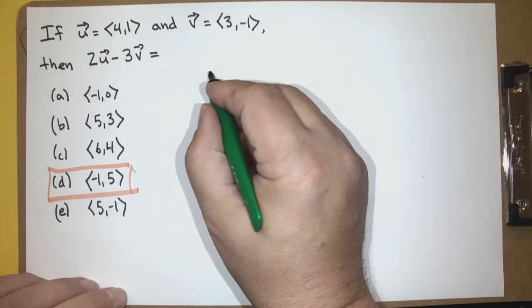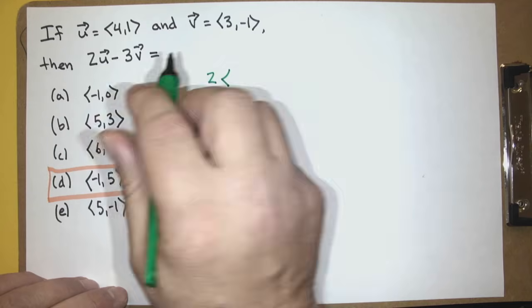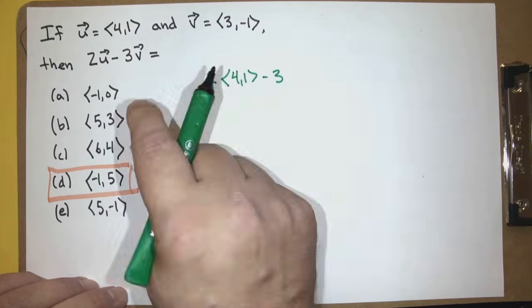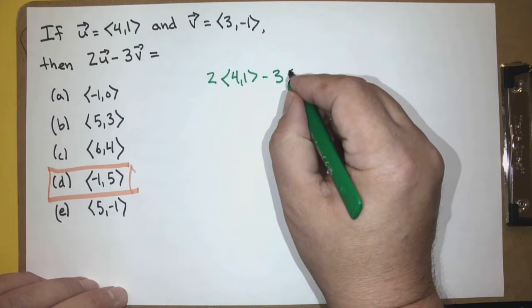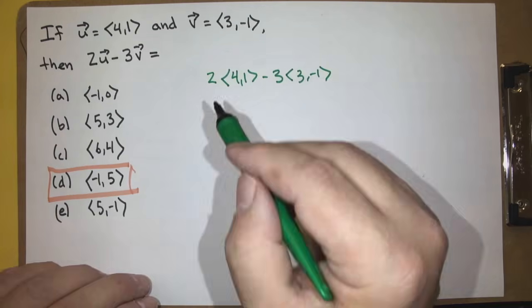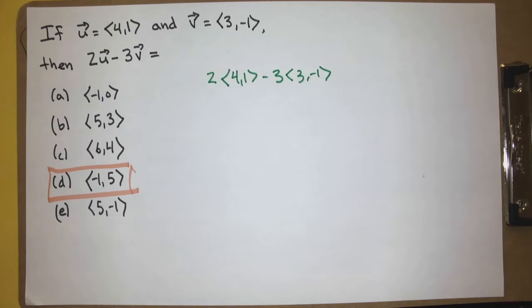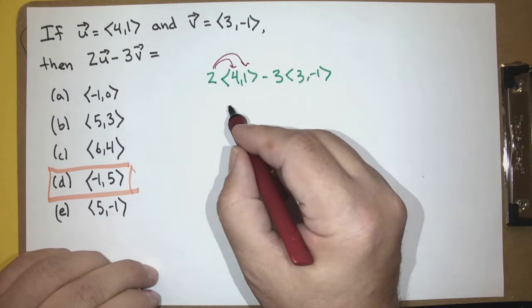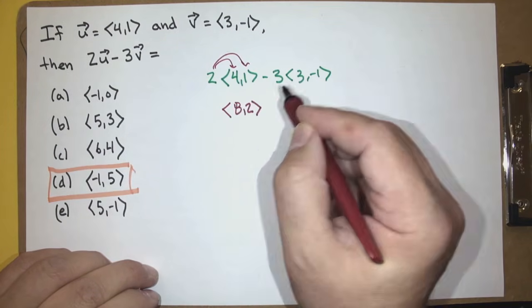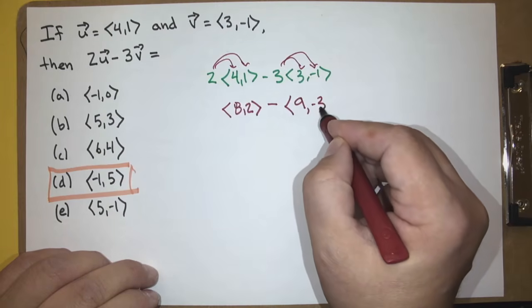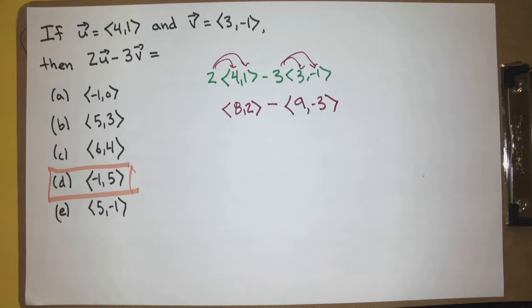So we say, all right, so we have 2, and now we'll just replace the vector u by 4, 1, minus 3, and we'll replace the vector v here, 3, -1. And, well, I like to do the scaling factor first. So we'll put those in. So the 2 will go in. That'll give us the vector 8, 2. The 3 we can go in, minus the vector 9, -3. So that's the scaling.